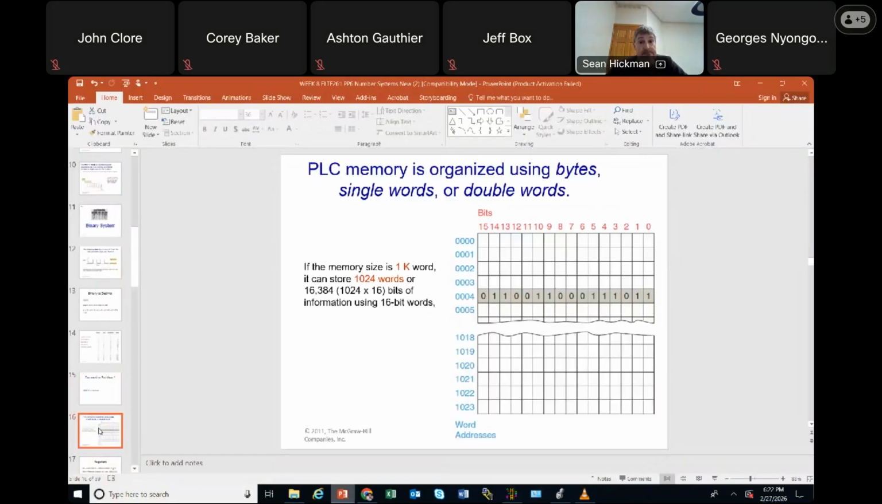All right, what do I got here? PLC memory is organized using bytes, single words, or double words. We said the byte was 8 bits.